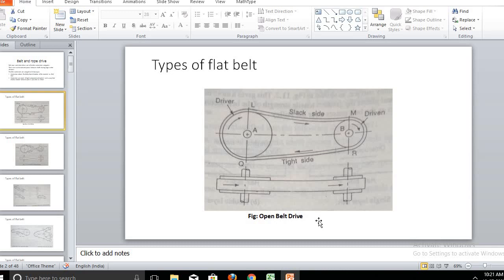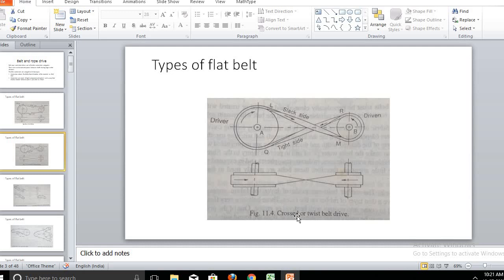In the last PPT we also went through the derivation of the length of the flat belt drive, or open belt type.